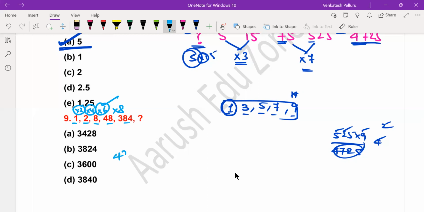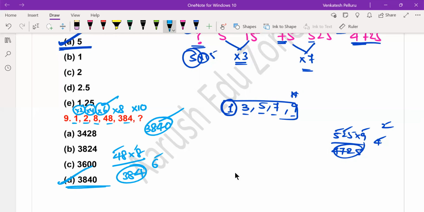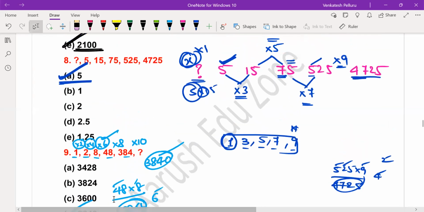If you want, you can go for cross checking. 48 into 8. 8 8s are 64, 8 4s are 32 plus 6, 38. You got 384, no? So it's 8. Then obviously after 8, what is the next even number? 10. It's very simple, no? 384 into 10 is 3840, which is option D. Okay. So the question has been formed using the logic of multiplication by even numbers.